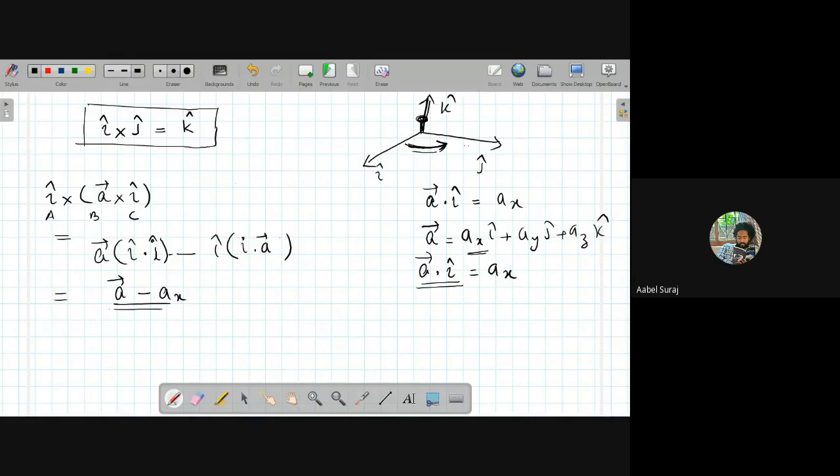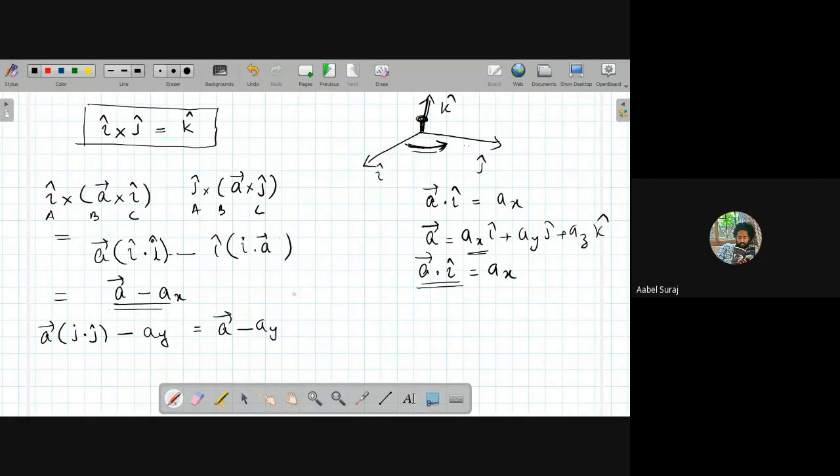Now what is J cross A cross J? Please do it. Using the BAC minus CAB rule, what is J cross A cross J? It will be A into J dot J minus AY. I hope it is right. That is A vector minus AY, right?